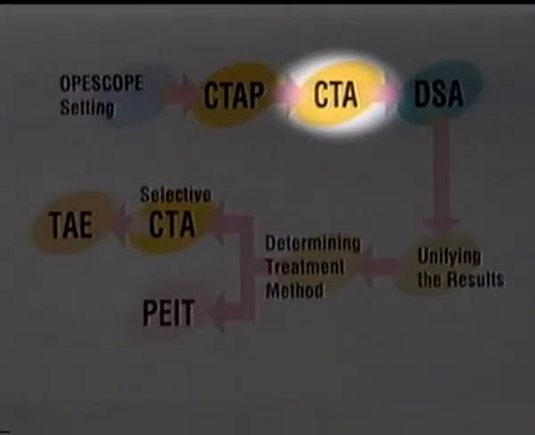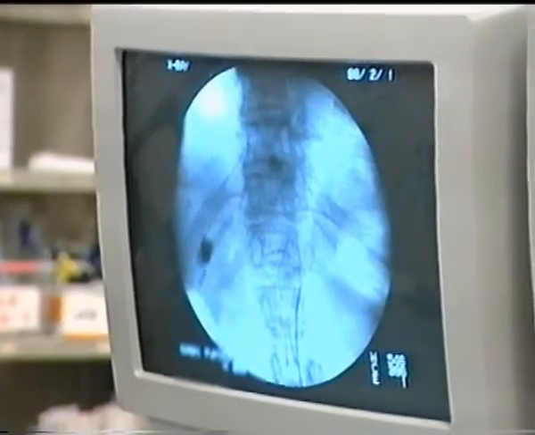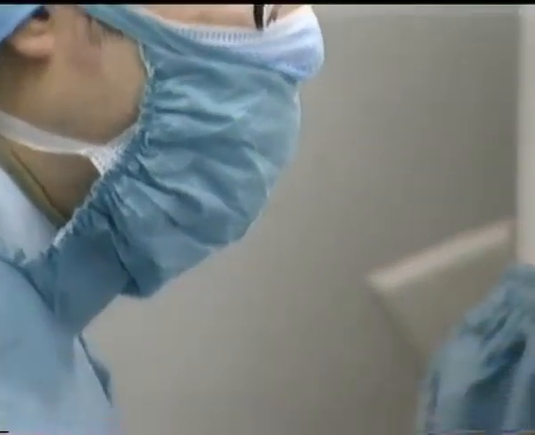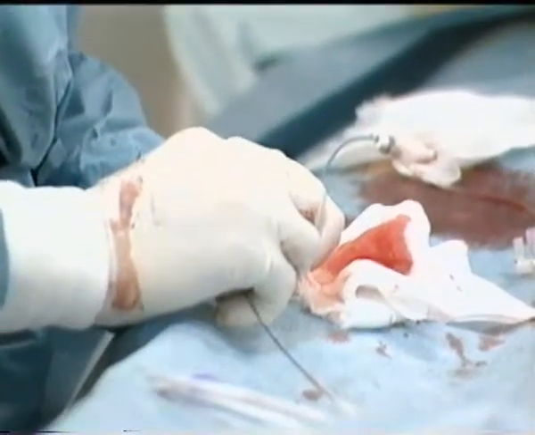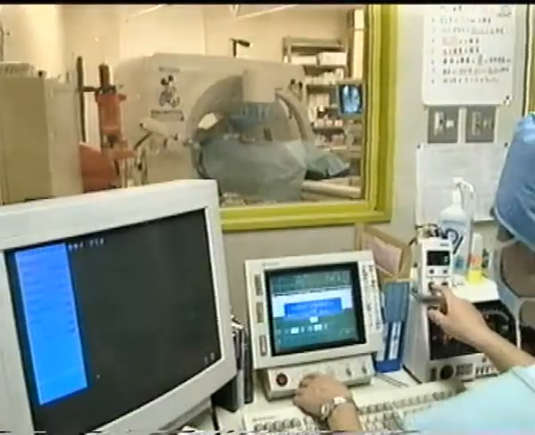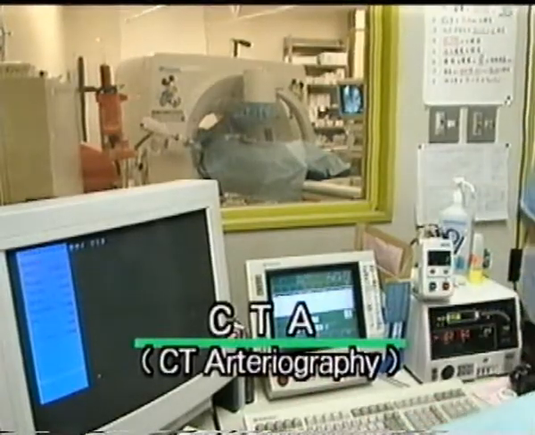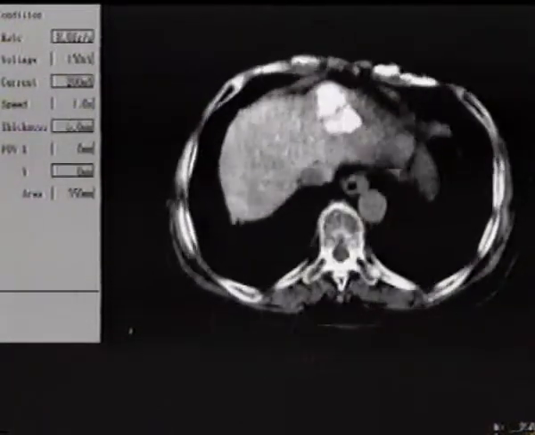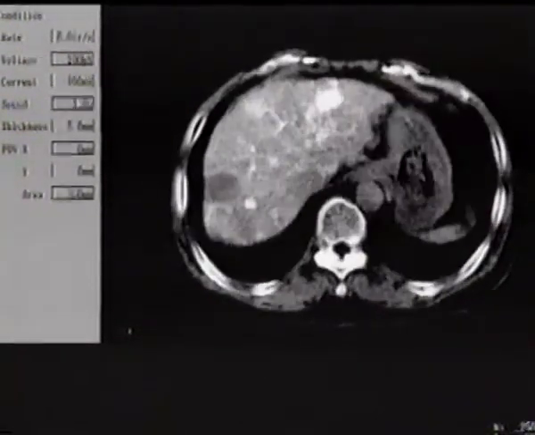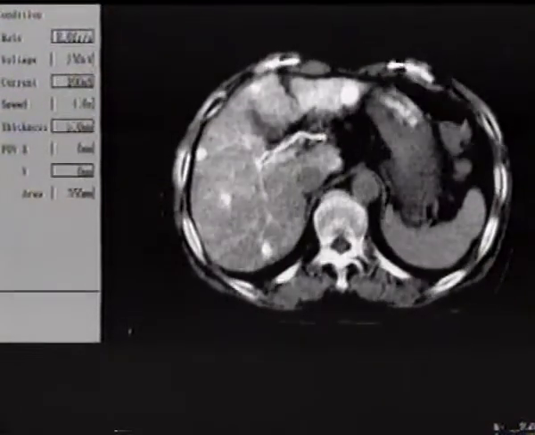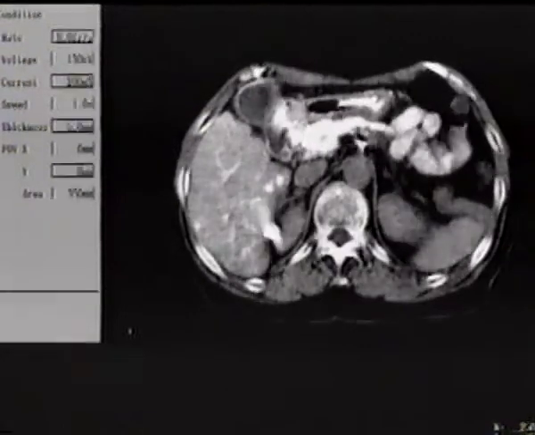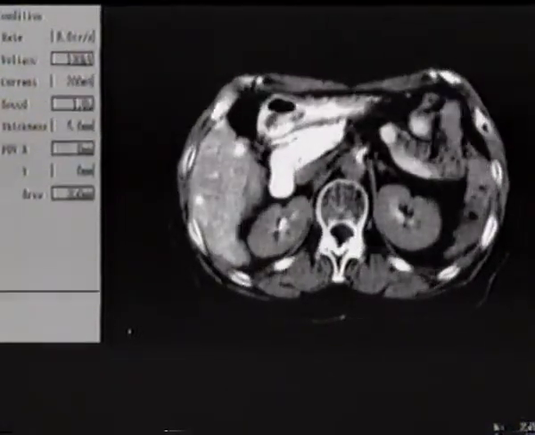CT arteriography is now performed. The catheter is inserted into the common hepatic artery while monitoring the fluoroscopic image on the opuscope. For CTA, the spiral scan commences 7 seconds after injection of the contrast medium. Real-time spiral scanning allows strongly enhanced lesions to be immediately checked.